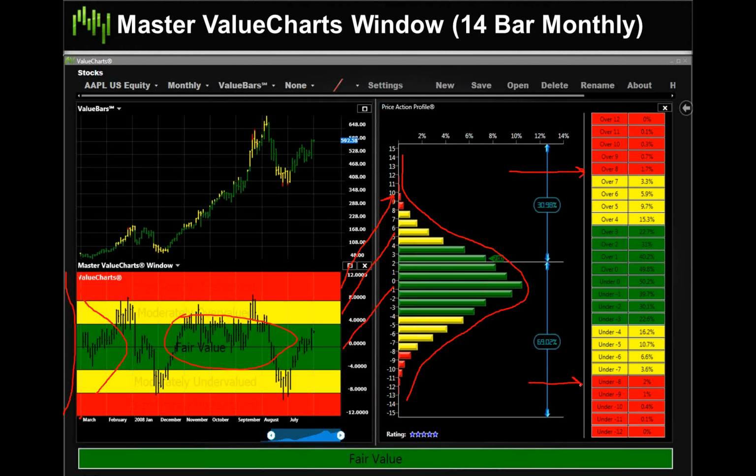On this particular example, we can see that for Apple Computer on a monthly basis, it only trades in the upper red zone less than 1.7% of the time. And it trades in the lower red zone, that's significantly undervalued, less than 2% of the time. So if we go to our chart here, it's hard for you to see, but we have a red tip right there, and that was very close to the top. You'll notice that it wasn't the final top, but the next monthly price bar actually sold off $50 per share before it bounced back up. So it did cause the market to reverse a little bit.